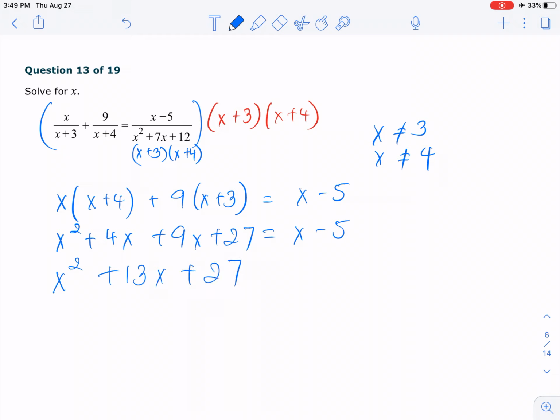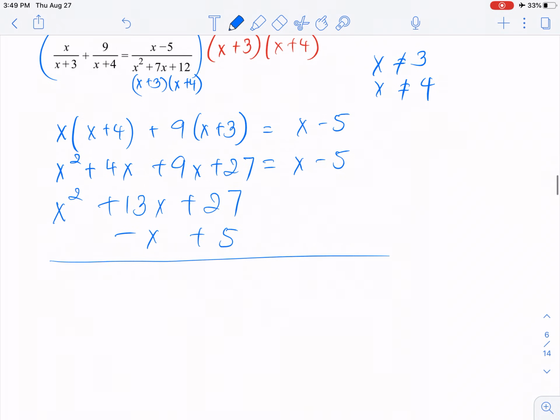Plus 27. I'm going to subtract x plus 5. So we have x squared plus 12x plus 32. So x plus 8 and x plus 4.